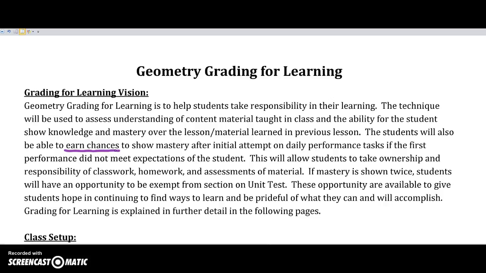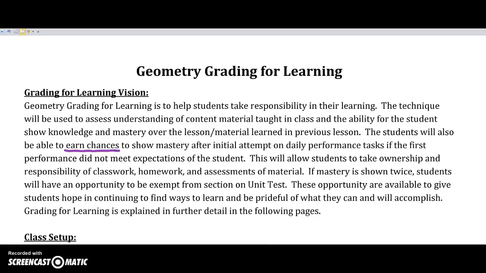This will allow students to take ownership and responsibility of classwork, homework, and assessments of material. If mastery is shown twice, students will have the opportunity to be exempt from sections on unit tests. These opportunities are available to give students hope in continuing to find ways to learn and to be prideful of what they can and will accomplish. Grading for Learning is explained in further detail on the following pages.